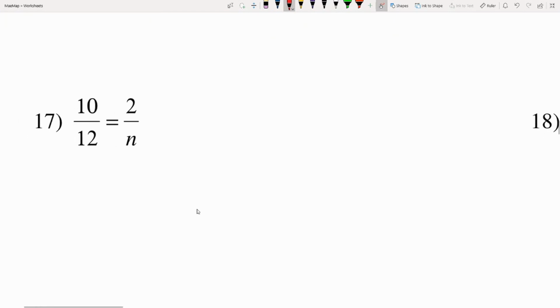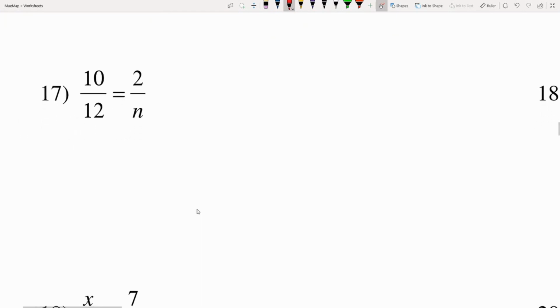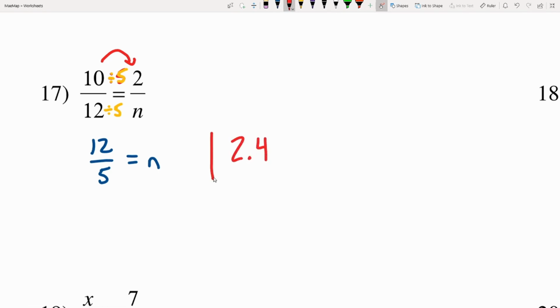In number 17, we have another easy one, because going from 10 to 2, all we have to do is divide by 5. So because we're dividing by 5 when we go from 10 to 2, going from 12 to n, we're also dividing 12 by 5. So 12 over 5, 12 divided by 5 will equal n, which if I enter that in on my calculator, is 2.4. So 2.4 is our solution in number 17.